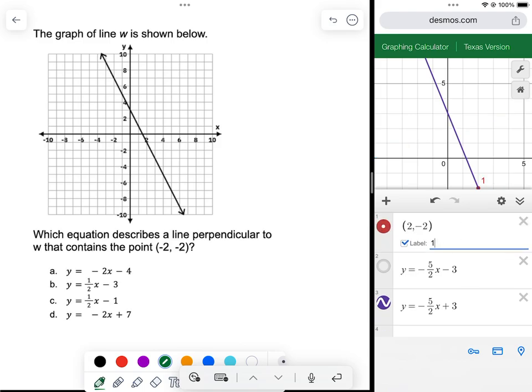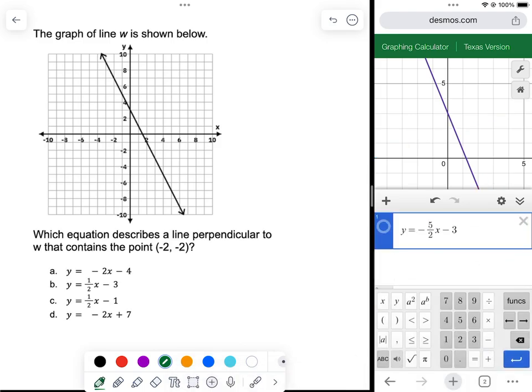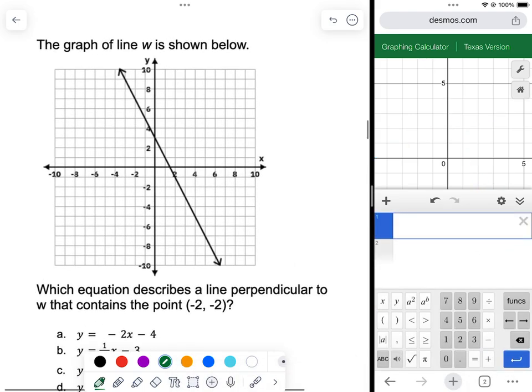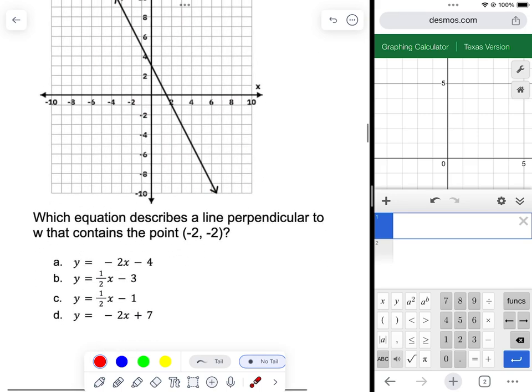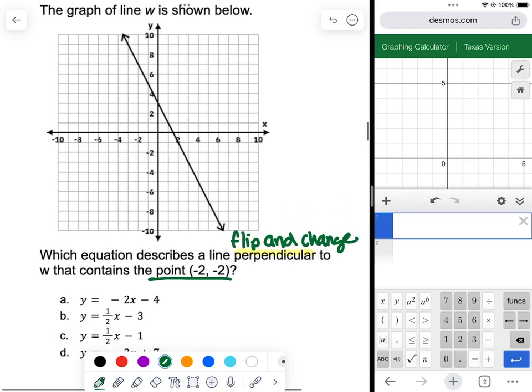All right, for the next one, what we got going on is, it says the graph of line W is shown below. So that's line W right there. Which equation describes a line perpendicular to W and contains the point -2, -2? We're going to highlight perpendicular. Remember, that means flip and change.